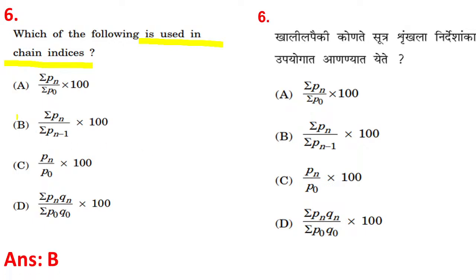Yes, here the right answer is option B. Sigma Pn divided by sigma Pn minus 1 multiplied by 100. This is used in chain indices.